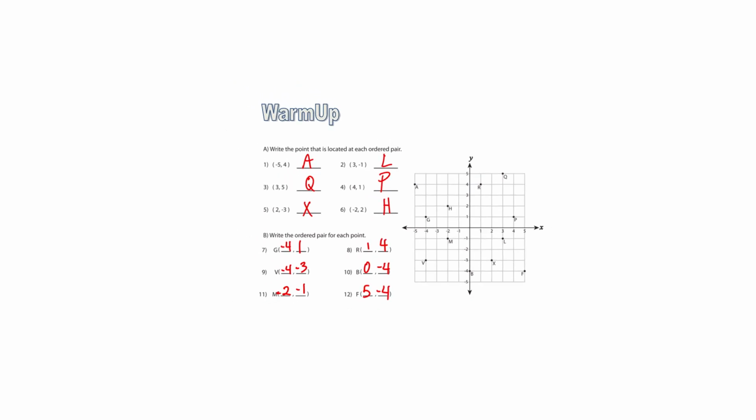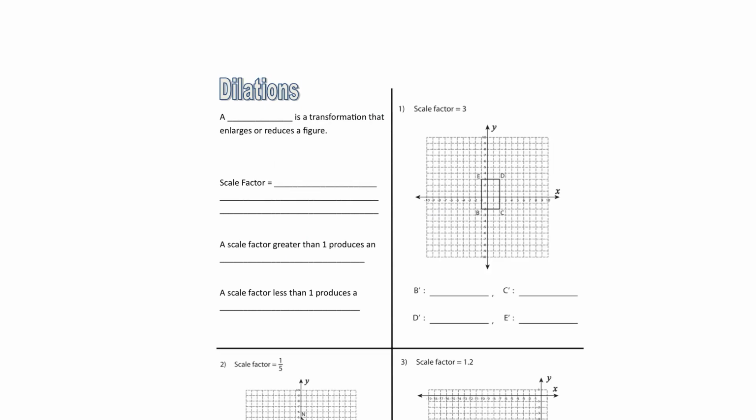Okay, so this week we've talked about 3 different transformations. We've talked about translations, which is a slide. We've talked about reflections, which is a flip. We've talked about rotations, which is a turn. And today we're going to talk about our 4th one, which is a dilation.